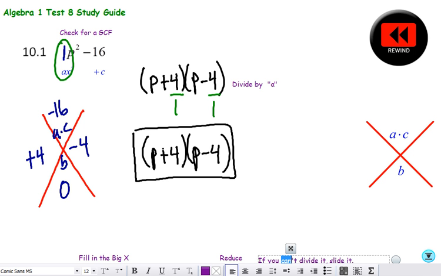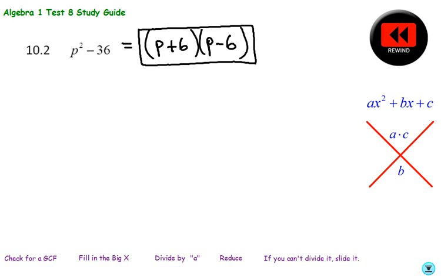All right, should have that finished by now. So 10-2 in the middle should have got p plus 6 times p minus 6. And let's just see real quickly where that came from. If you got that, go ahead and try 10-3 on the right side. If not, just hang on here and we'll go through it.